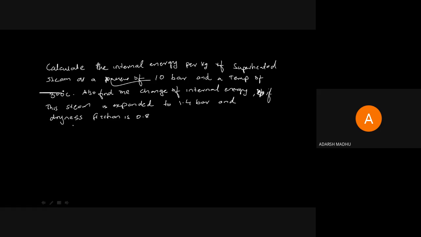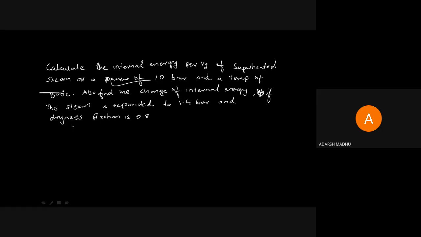After finding the internal energy per kilogram, you also want to find the change in internal energy, that is, if the steam is expanded to 1.4 bar. Initially we have a pressure of 10 bar, and this steam is expanding to 1.4 bar. The pressure is reducing and the steam is expanding. The dryness fraction after the expansion is 0.8. So you want to find the change in energy after the process, that is, the final internal energy also, and total U2 minus U1.